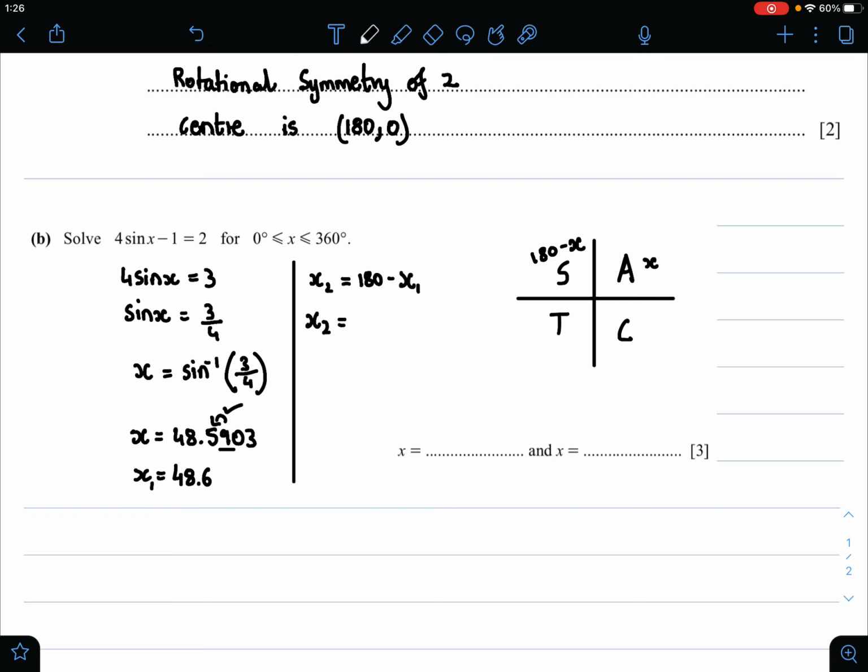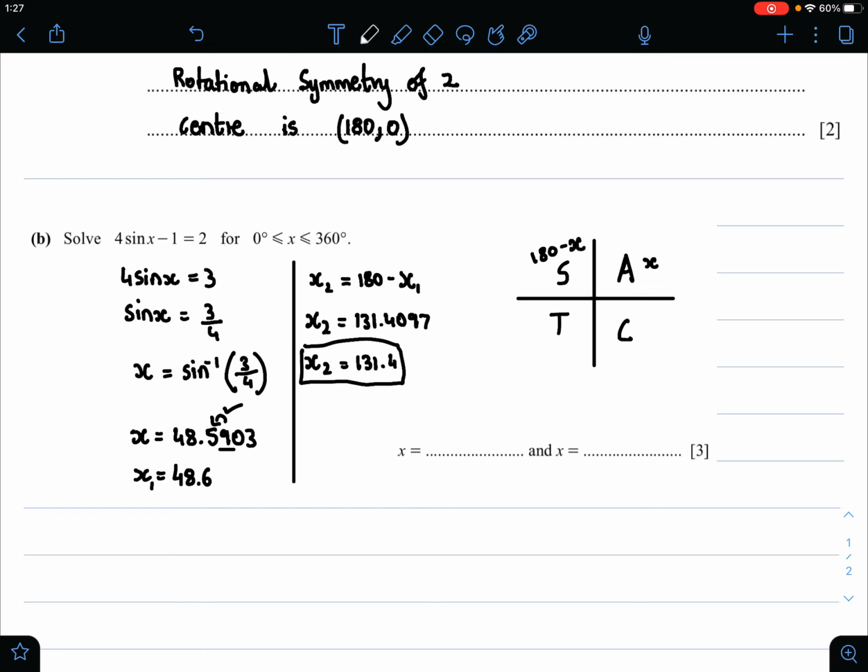180 minus 48.5903 is equal to 131.4097, and therefore x2 will be equal to 131.4. This is because your answer is in degrees. So degree values you should try and give in one decimal place. Even the previous one, not three significant figures, my bad, one decimal place. And therefore 131.4 will be your final answer.